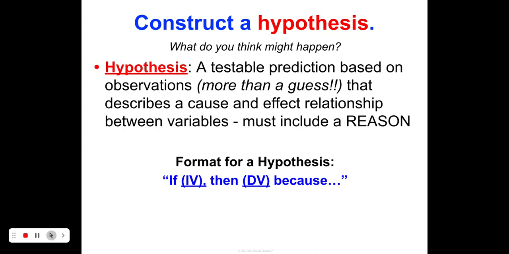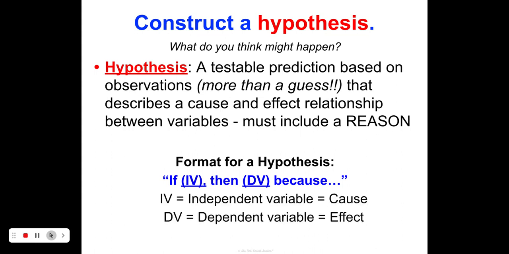So here's your example or your format. If your independent variable does this, then your dependent variable will do this because of this reason. For example, if you said, if I water the plants more, then they will grow taller because plants need water to grow. That one's really simple.